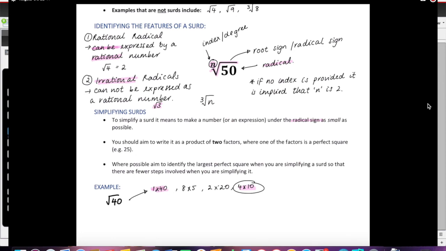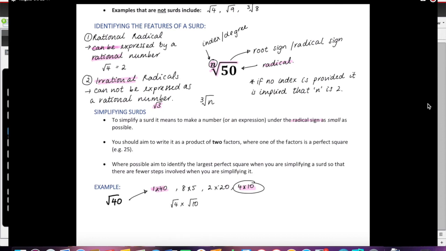Now, regardless of which combination you use, except for 1 times 40, you will arrive at the same answer. The only difference is it will take you a few more steps to do that. So if we use 4 times 10, I'm going to rewrite the square root of 40 as the square root of 4 times the square root of 10.